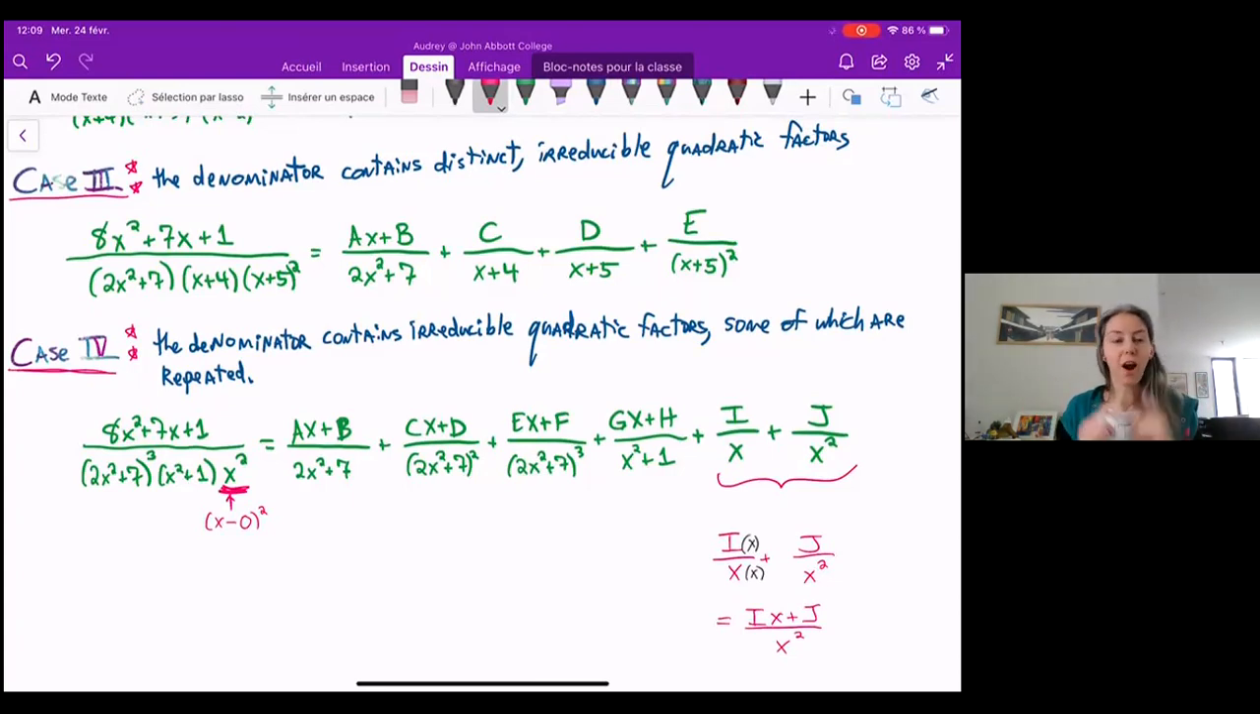Okay, so those are our 4 cases for partial fractions. That's all for now.